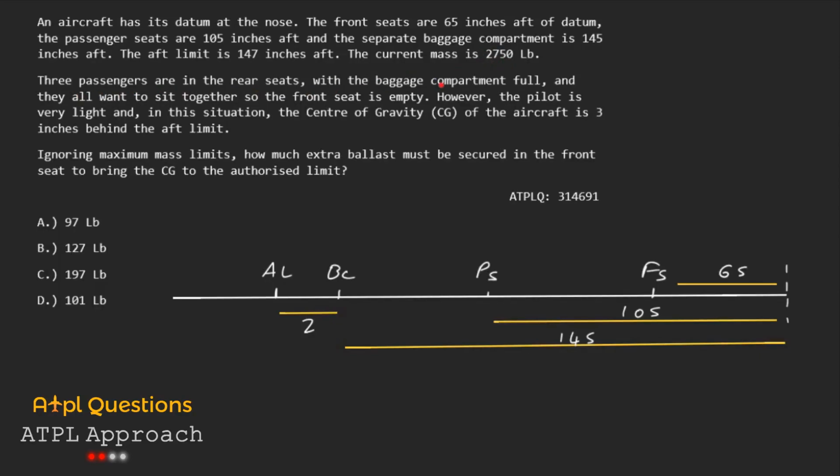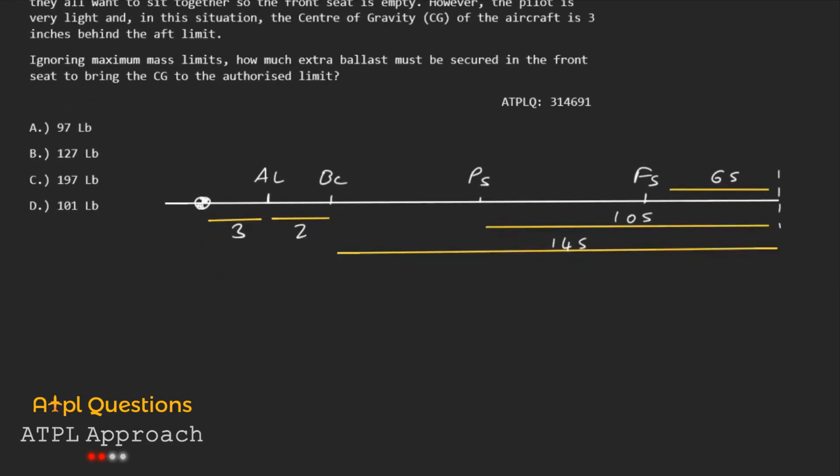The current mass is 2,750 pounds. But we're given all this sort of nonsense information before we're actually told the centre of gravity. And that is 3 inches behind the aft limit. So we're just going to go 3 inches from there to put where the centre of gravity is. Going to draw it like that. Sometimes it's coloured in, you don't really need to do this, I'm just doing that for show. And yeah, putting in the distance there. Okay, so now we have the diagram done. Let's start with this quick method, which is governed by the following formula.